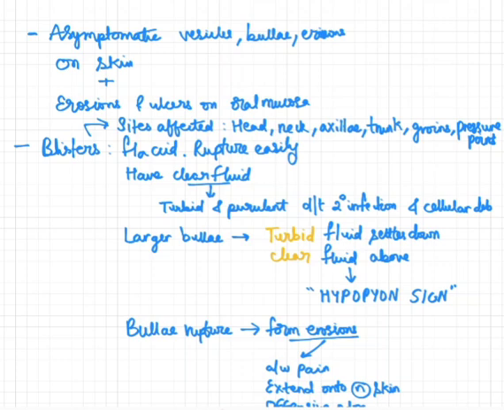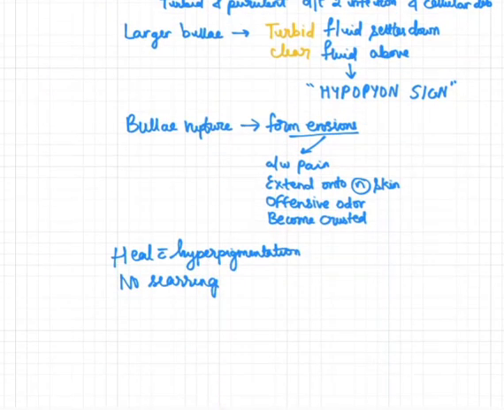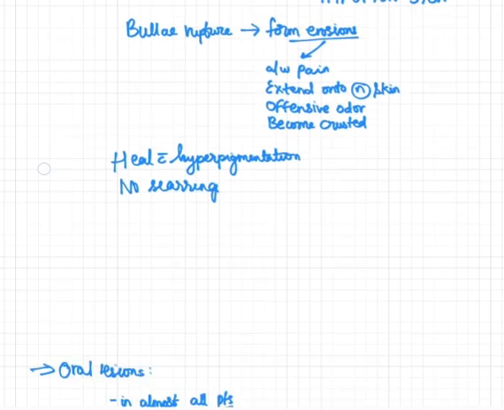However, if there is any turbidity or if any purulence is seen, then it is because of a secondary infection or also because of cellular debris. The larger bullae tend to have turbid fluid which settles down, and the clear fluid moves up, giving the hypopyon sign. Whenever these bullae rupture, they form erosions, and these erosions are associated with pain because the nerve endings become exposed. These erosions extend onto the normal skin, which is what we try to elicit using the Nikolsky sign, and they have an offensive odor and become crusted, and they heal with hyperpigmentation and there is no scarring.